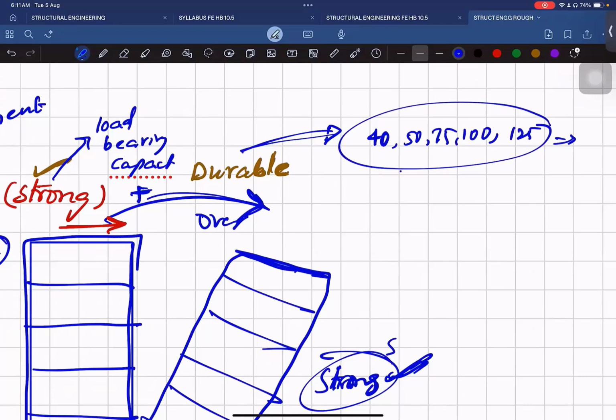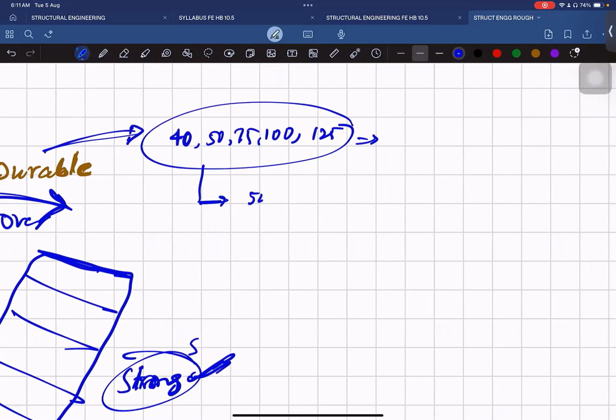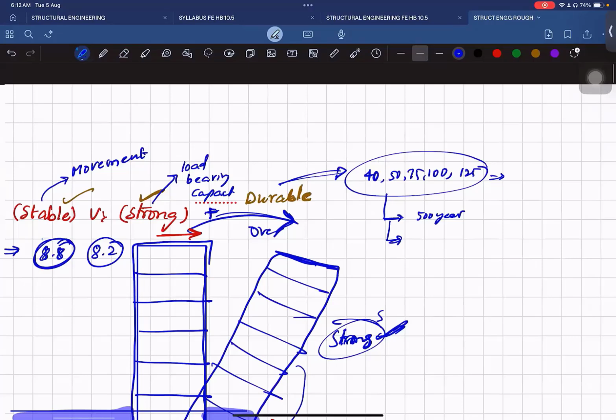But when you see the structures constructed by our ancient Indians or Romans or any other civilizations, they are still intact. They have lived for around 500 years. Even if you see the Harappa Mohenjo-daro civilization, it was thousands of years ago. So the design plays a major role.